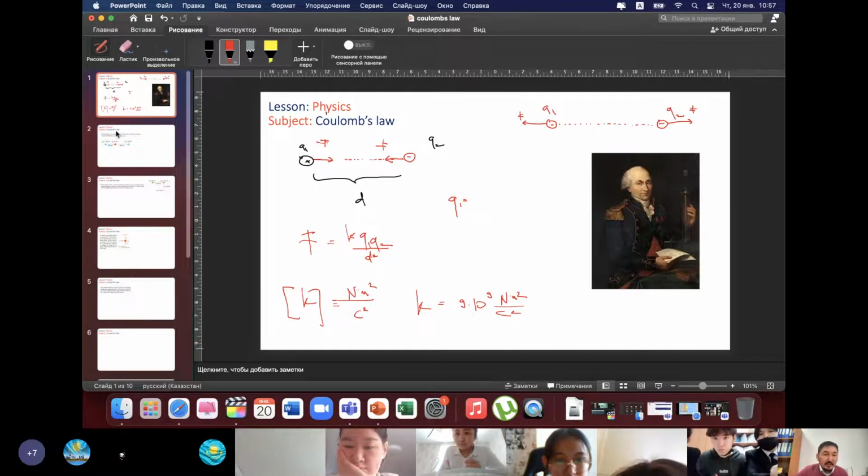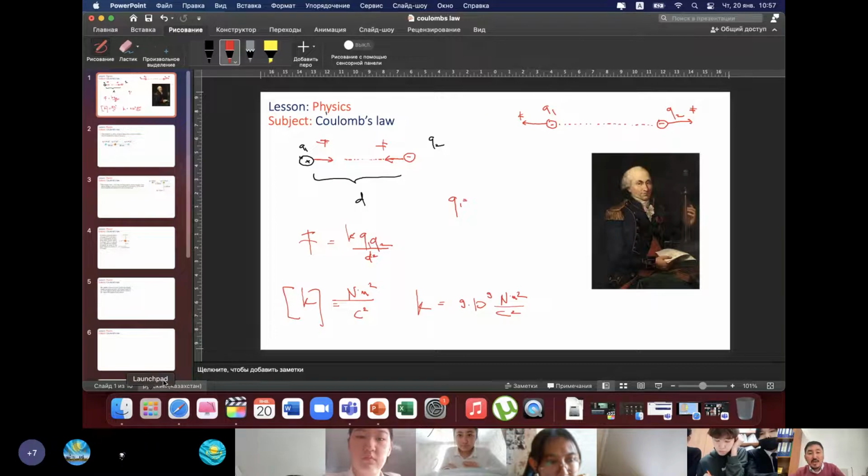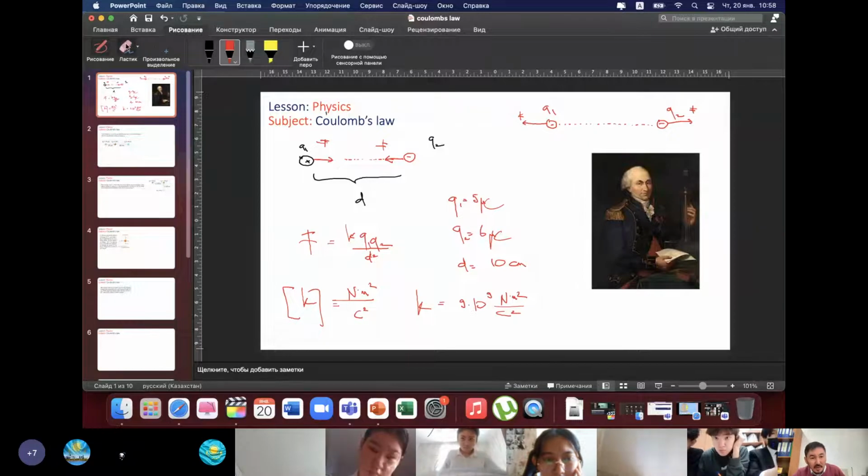Okay, let's come to the example and you will understand more. For simplicity, let me assume that I have here, for example, 5 microcoulombs here, Q1, and Q2 is, for example, 6 microcoulombs, and the distance is about 10 centimeters. If I have these values here, I can find easily the force here. So the magnitude of this force can be found by the formula that's given.